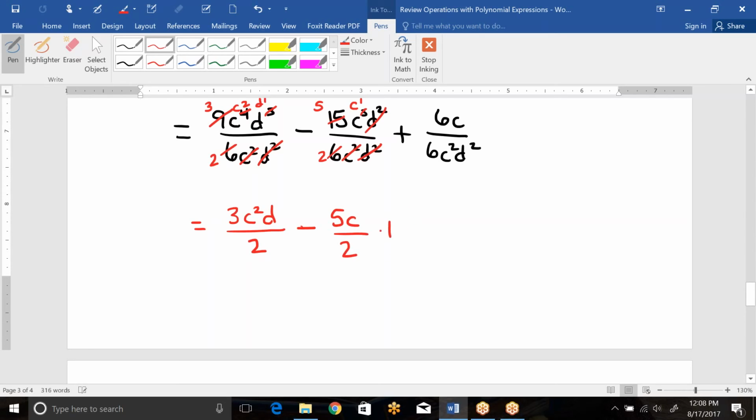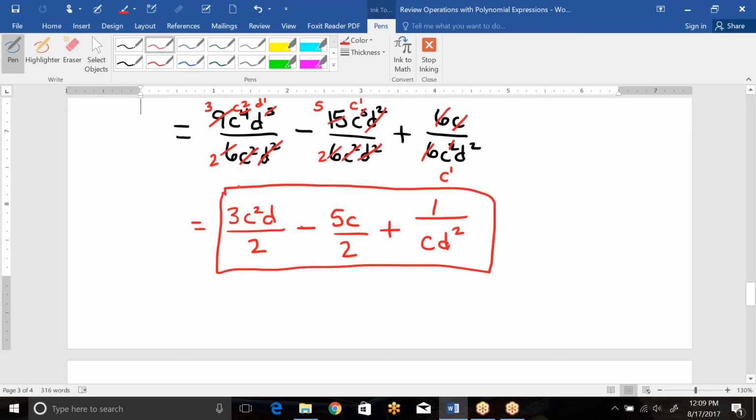And then plus, the 6's are going to cancel completely, and one of the c's cancels with the top part. The top part's going to be gone, but the bottom one will still have a c to the first. So this would be a 1 on top, since there's nothing up there that didn't cancel out, over c to the first d squared. Now you could try to combine these first two, but that's not going to give you anything really nice on top because these are not like terms on top, but you could make it one fraction if you wanted to. I'm just going to leave it as is.